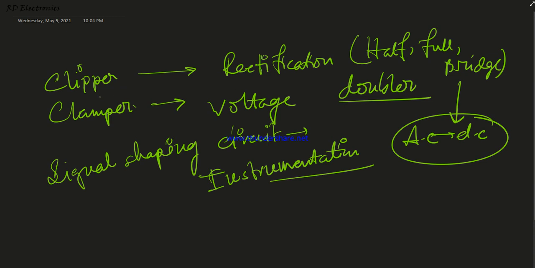So first of all, the clipper is a very interesting thing. There are basically two clippers available. In this lecture we only talk about the concept of the clipper. So there are basically two different types of clipper available. One is the positive clipper and the other is the negative clipper.